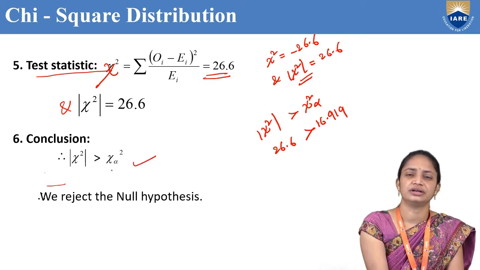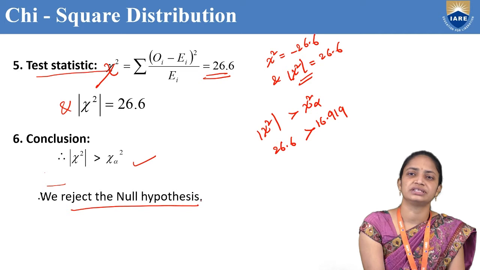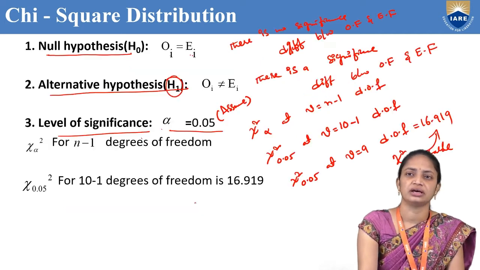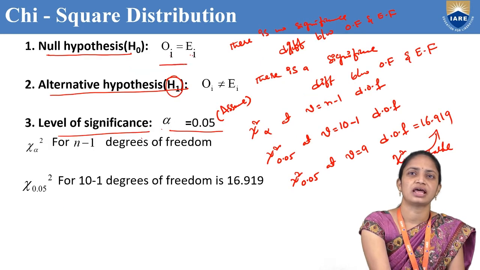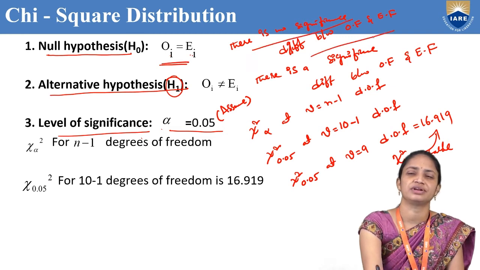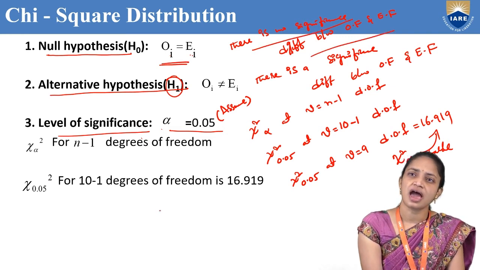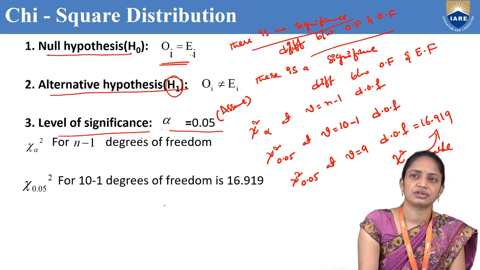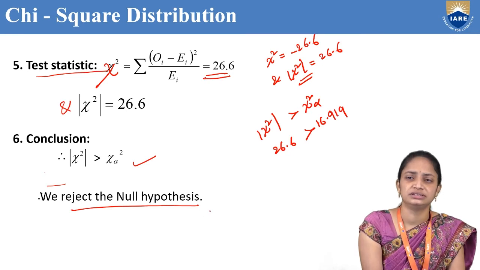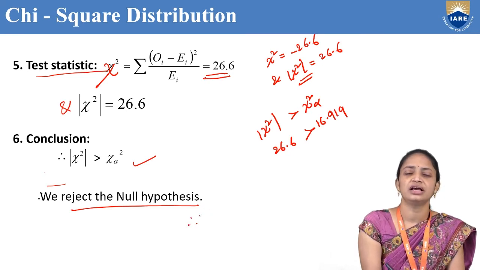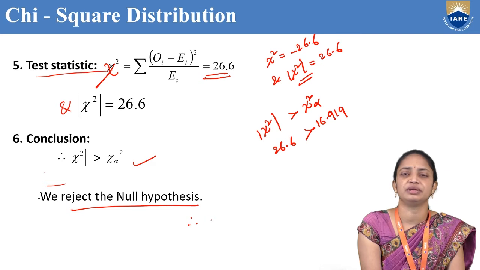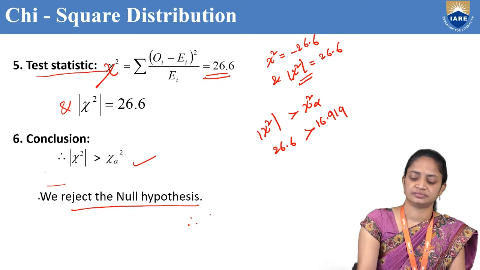Observe here, mod chi-square is greater than chi-square alpha. That means we reject the null hypothesis, so we reject our statement. What is our statement? Already we have written in the null hypothesis that there is no significant difference between observed frequencies and expected frequencies. So our statement is wrong. What is the answer here? There is a significant difference between the observed frequencies and the expected frequencies.